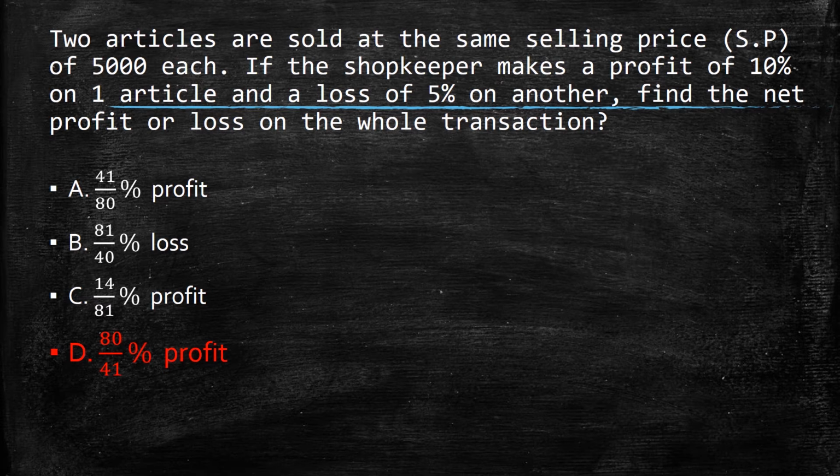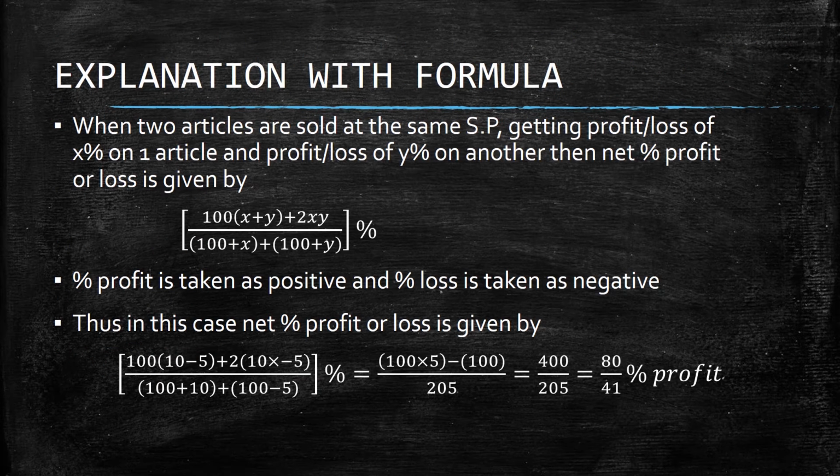Let me explain the solution. Take a look at the statement and formula shown in the video. It says, when two articles are sold at the same selling price, getting profit or loss of X% on one article and profit or loss of Y% on another article, then net percentage profit or loss is given by 100 into X plus Y plus 2XY divided by 100 plus X plus 100 plus Y percent.